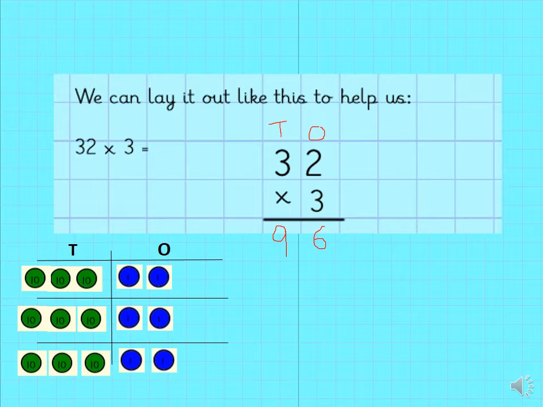And you can check that against this grid if you want to. Count them all up, see if we've got the right answer. 2, 4, 6, and then we've got 30, 60, 90, so we've got 96. Okay, let's have a look at the next one.